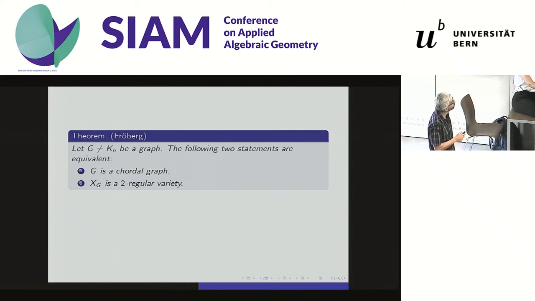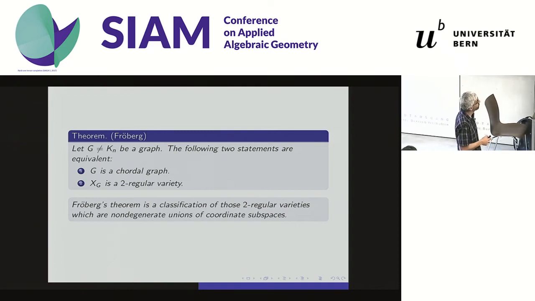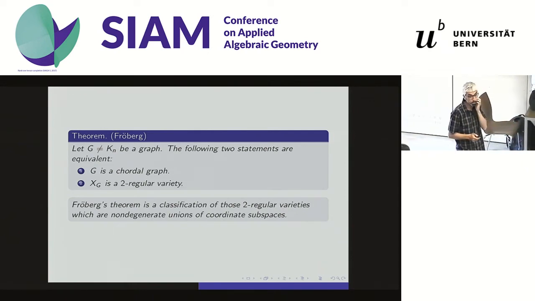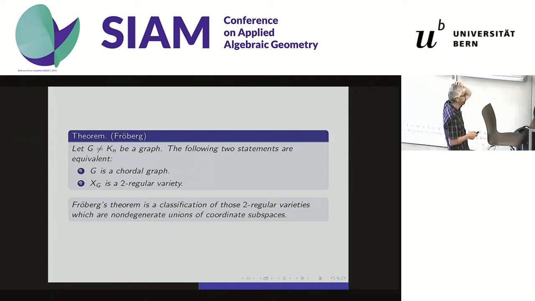So this is a theorem due to Ralf Fröberg that says, I'll just read the theorem: let G different from the complete graph be any graph. Then the following 2 statements are equivalent: G is a chordal graph, or X_G is a 2-regular variety. So Fröberg's theorem gives us a classification of those 2-regular varieties which are non-degenerate unions of coordinate subspaces. So now we know many instances of 2-regular varieties, those that come from chordal graphs. Is this clear?